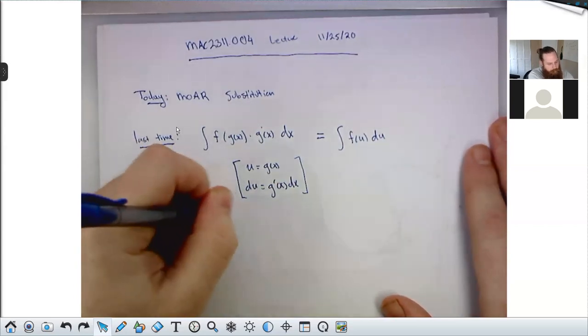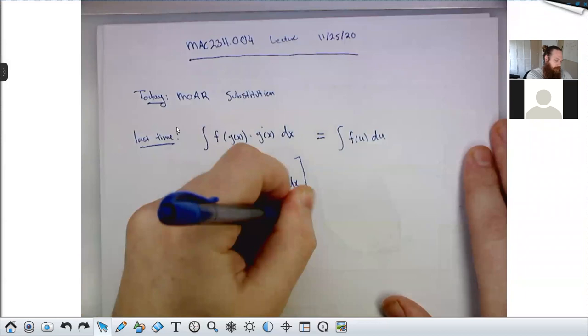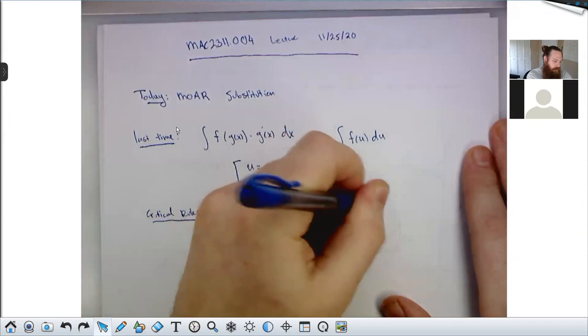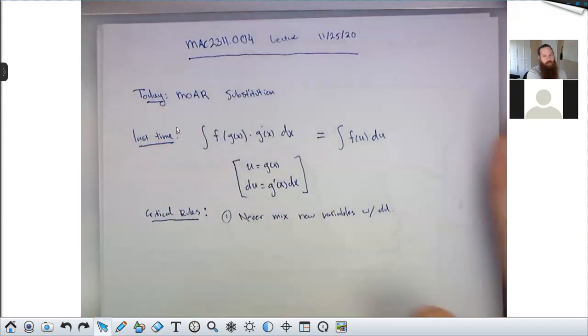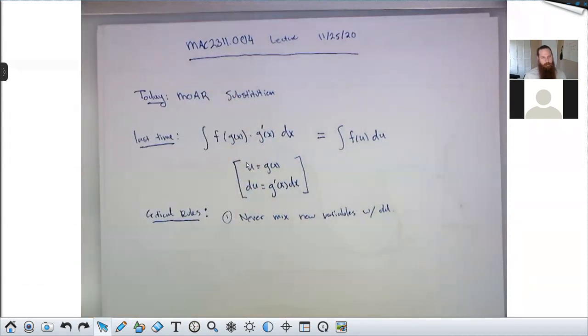The important rules: first, never mix variables. You cannot do a thing until all the x stuff is gone. So if there's any bit of x stuff floating around after you make your substitution, so you've got a combination of u stuff and x stuff, you need to stop what you're doing, figure out how to rewrite that x stuff in terms of the new variable u, and then proceed. Never mix the new variables with the old.